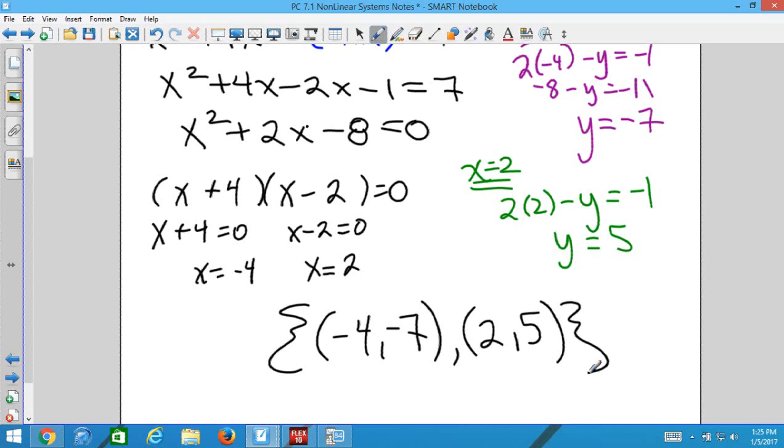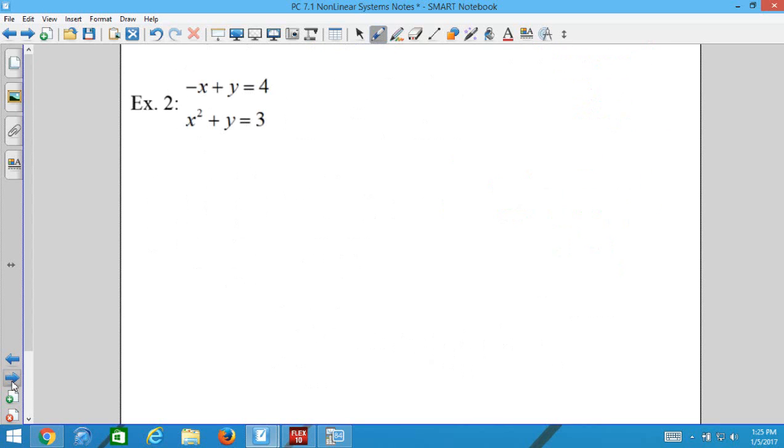All right, how about the next one? Let's look at it. What would we solve for? X or Y? Which one is not like the other? The Y. We've got an X, we've got an X squared, and we've got a Y. So X and X squared are kind of related, Y is not. Let's solve for Y. Which equation should we solve for Y?